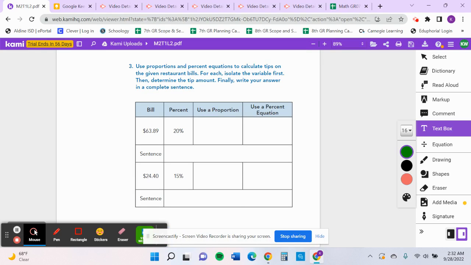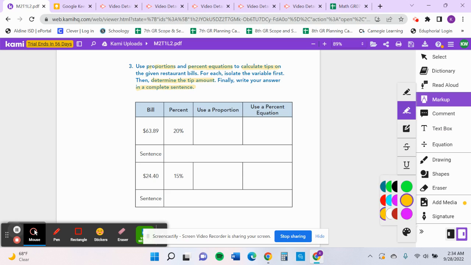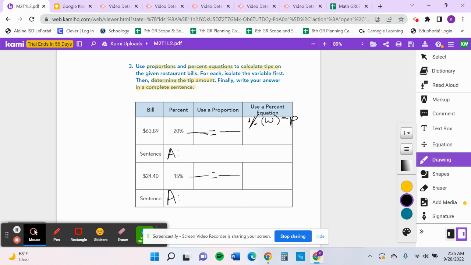And lastly, question number 3. It says use proportions and percent equations to calculate tips on the given restaurant bills. For each, isolate the variable first. Then determine the tip amount. Finally, write your answer in a complete sentence. So for this problem, you're going to be using what you know about proportions and also what you just learned about the percent equation. Set them up and then solve. So on your own, you're calculating 20% of $63.89 and 15% of $24.40. Use your notes to help you.